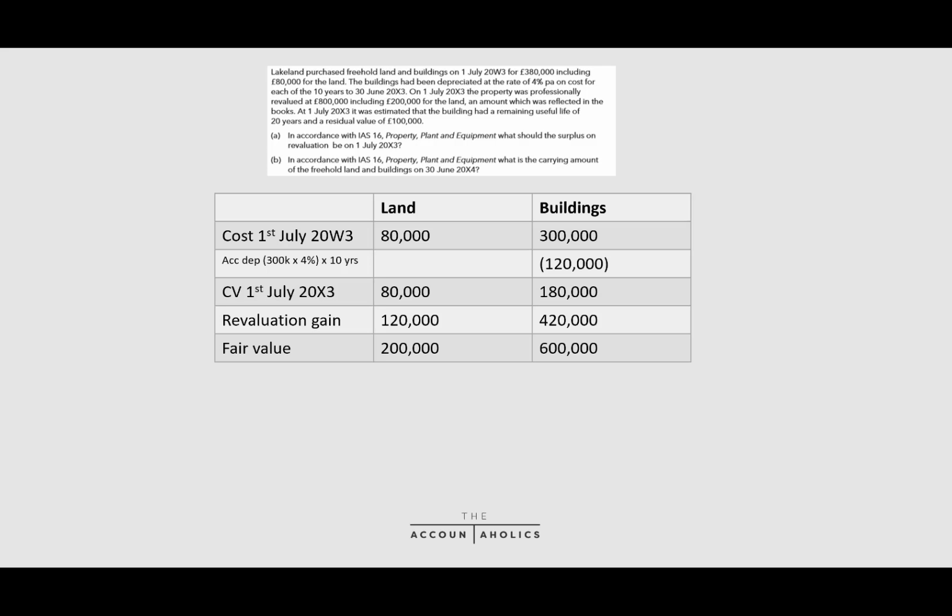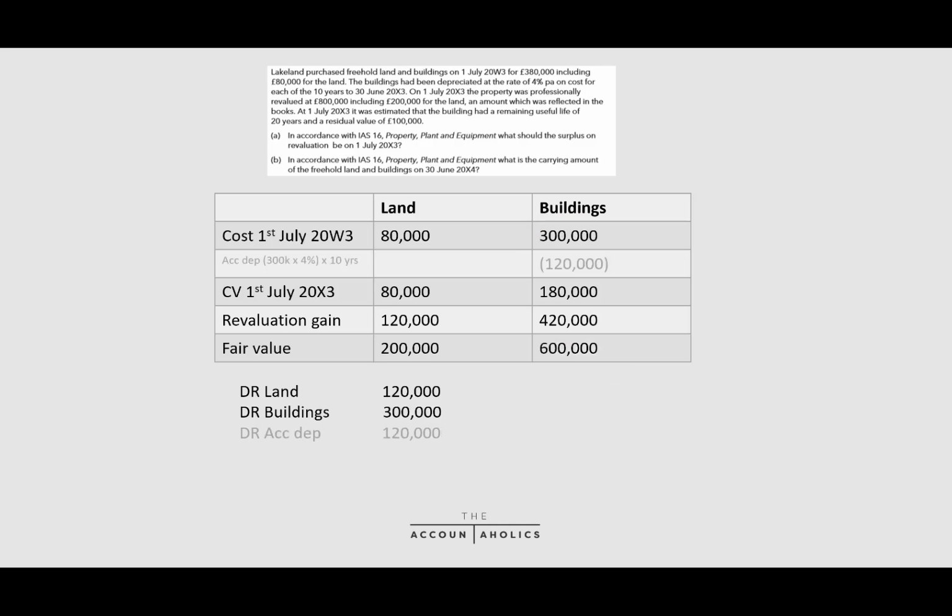Now this question doesn't really ask for double entries, but to just reinforce the three-step process that we covered earlier, first thing we want to do is increase the cost of these assets. If we do it separately, for land, it's going to be increasing the cost from 80,000 to 200,000, giving us 120,000 as the uplift to cost. For buildings, it's going to be the 300,000 cost being increased to the 600,000, giving us 300,000.